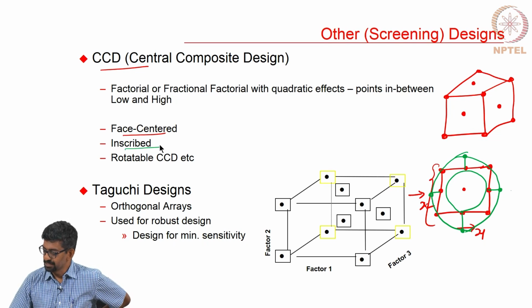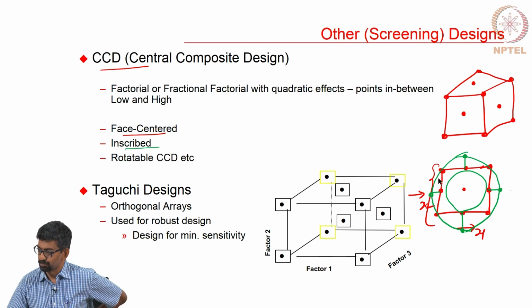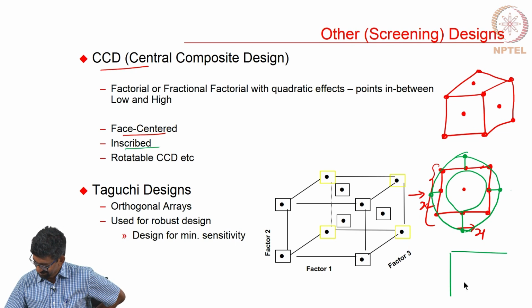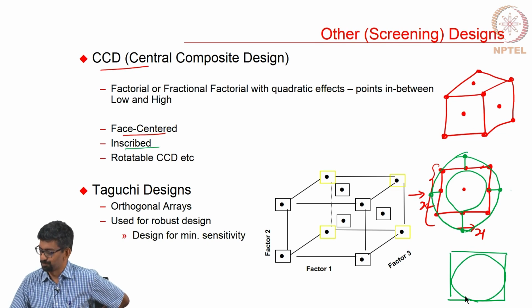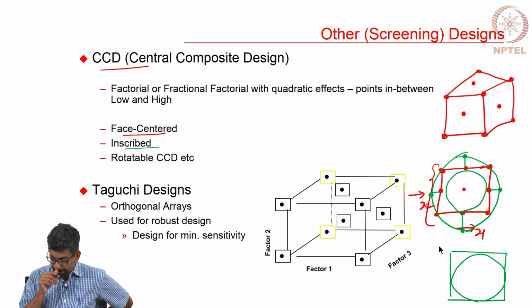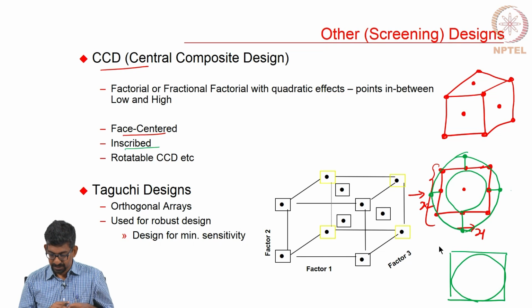So, the idea is like this actually. You can put a square outside. What I meant is, you can just push it accordingly, whichever way you want. So, that is your inscribed circle, and also people talked about rotatable CCDs using matrix notations and all that.